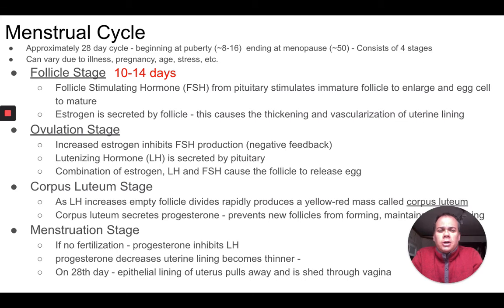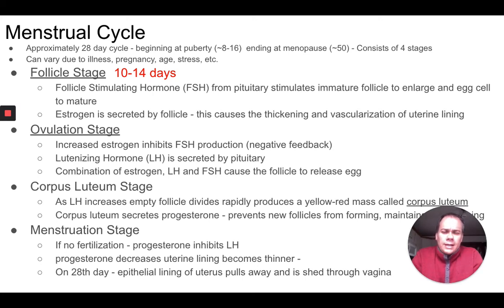So the first stage is called the follicle stage. Now this is a cycle, so it can really begin anywhere because this cycle will repeat each month or so. The follicle stage will start there, and this lasts for maybe 10 to 14 days. This is when a hormone called FSH, follicle stimulating hormone, is released from the pituitary gland up near the brain. This hormone stimulates one of the follicles in the ovary, one of these little cavities with an immature egg in it, to start to mature.